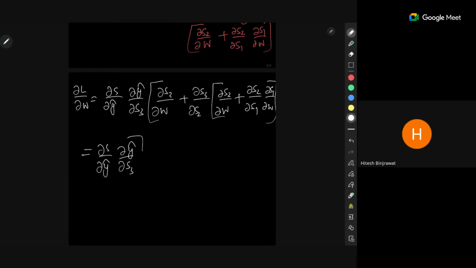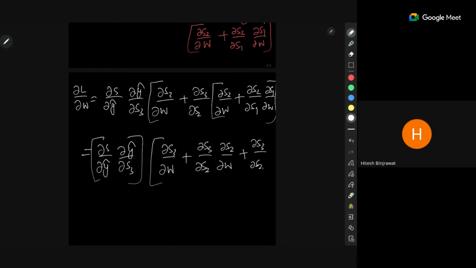So just forget about this part. Okay, I'll do multiplication later on, but look at whatever we have inside, right? So we'll look into this. So one is we have S3 with respect to W. If I do multiplication here, I'll get S3 by S2 and S2 by W plus this three term, right? S3 by S2, then S2 by S1, and then S1 with respect to W. So these three terms are together, right?